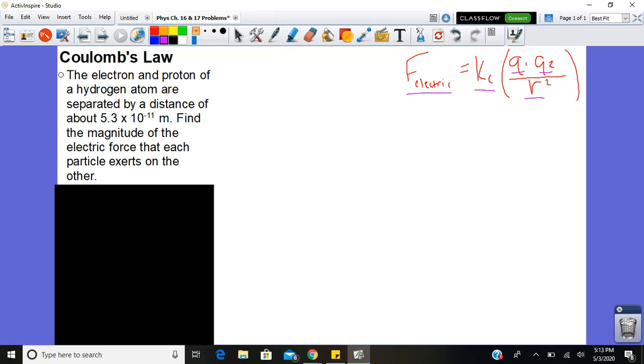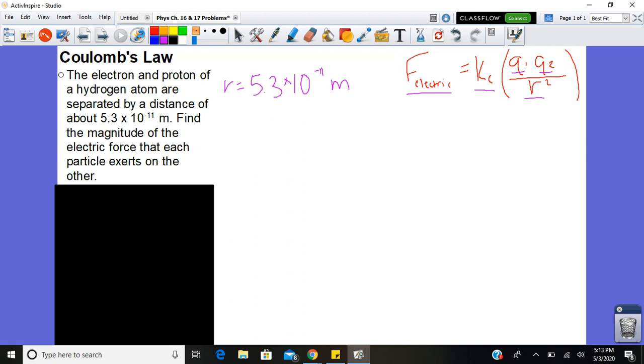So when we start with what we know, the only number that they give us in this problem is the distance, so that would be r, and that is 5.3 times 10 to the negative 11th meters. And again, as usual, our distances need to be in meters. Since this one already is, we are good to go.